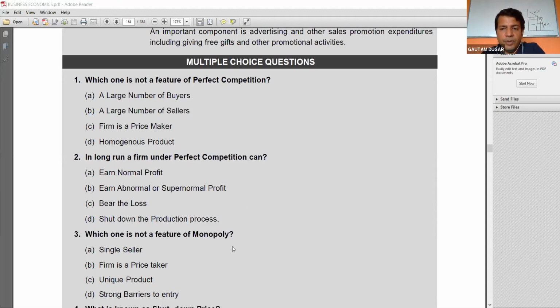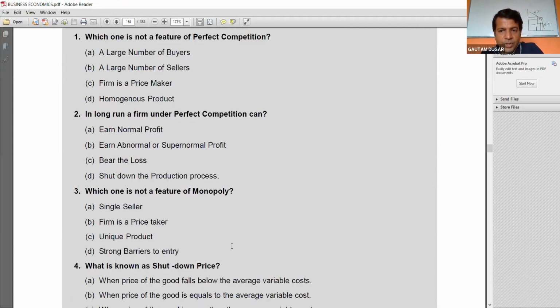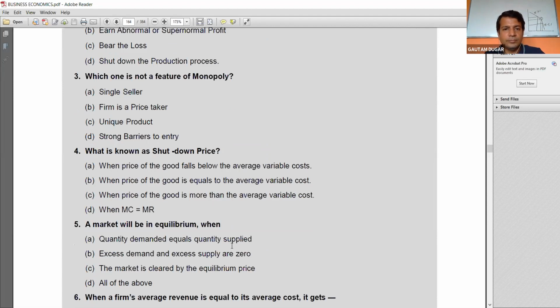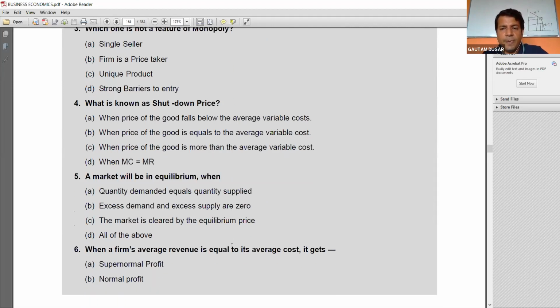Coming next, number 3. Which one is not a feature of monopoly? Yes, B. Firm is a price taker is not a feature of monopoly.